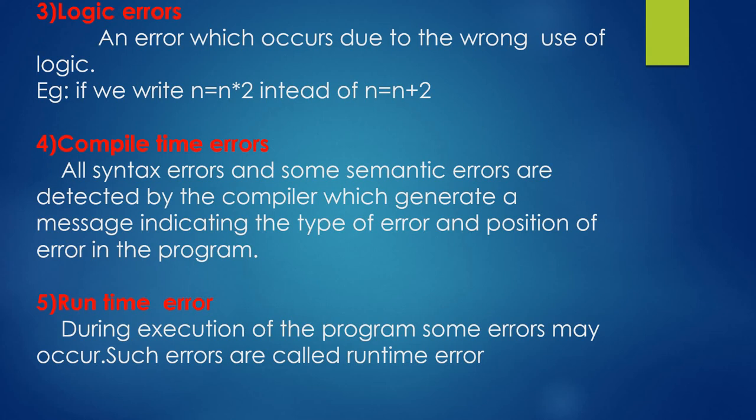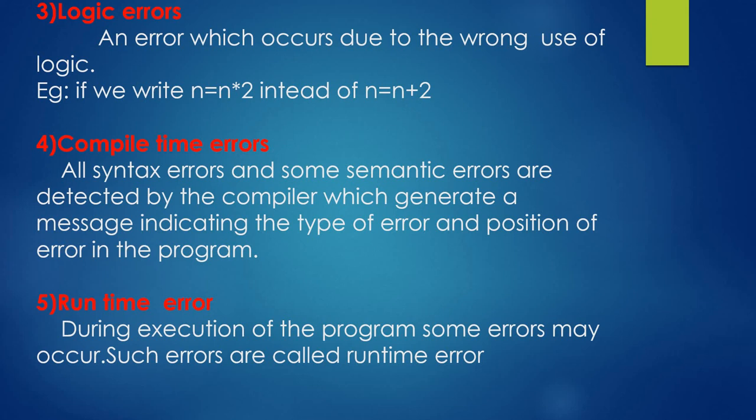Then the fourth one, compile time errors. All the errors that occur at the time of compilation are called compile time errors. All syntax errors and some semantic errors are detected by the compiler, which generates a message indicating the type of error and position of error in the program. Means the compiler shows the line number of the error.